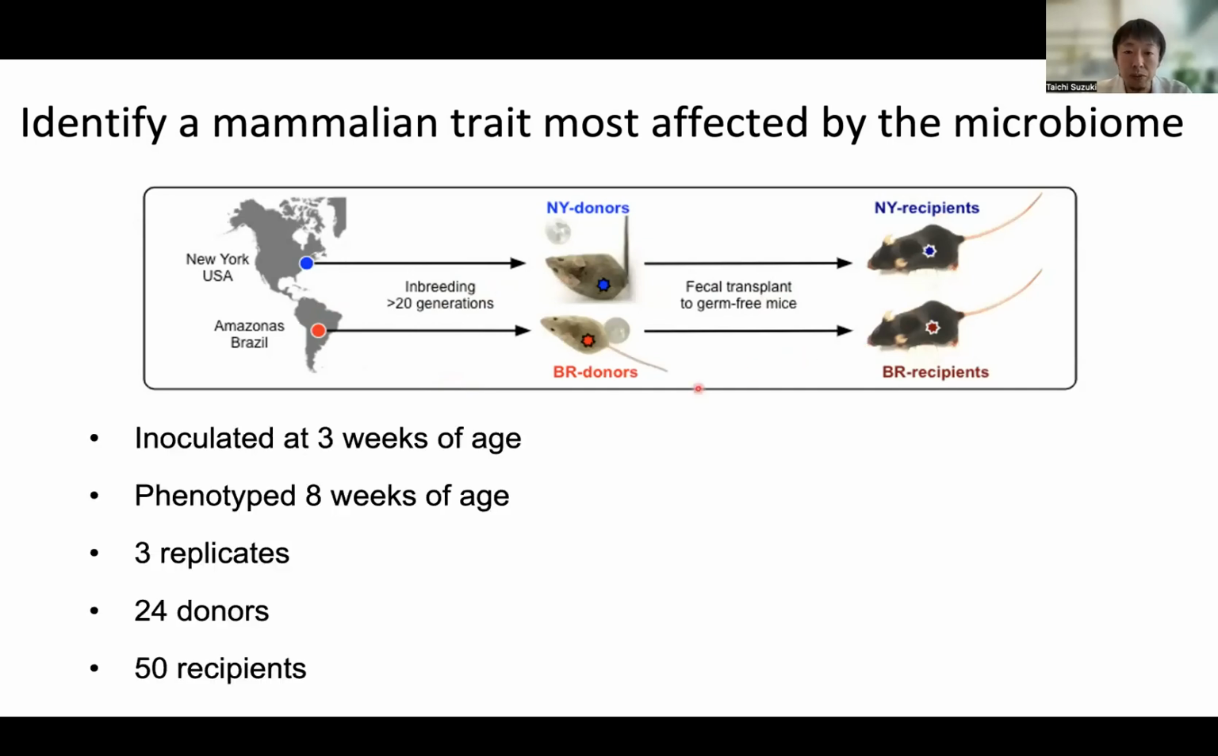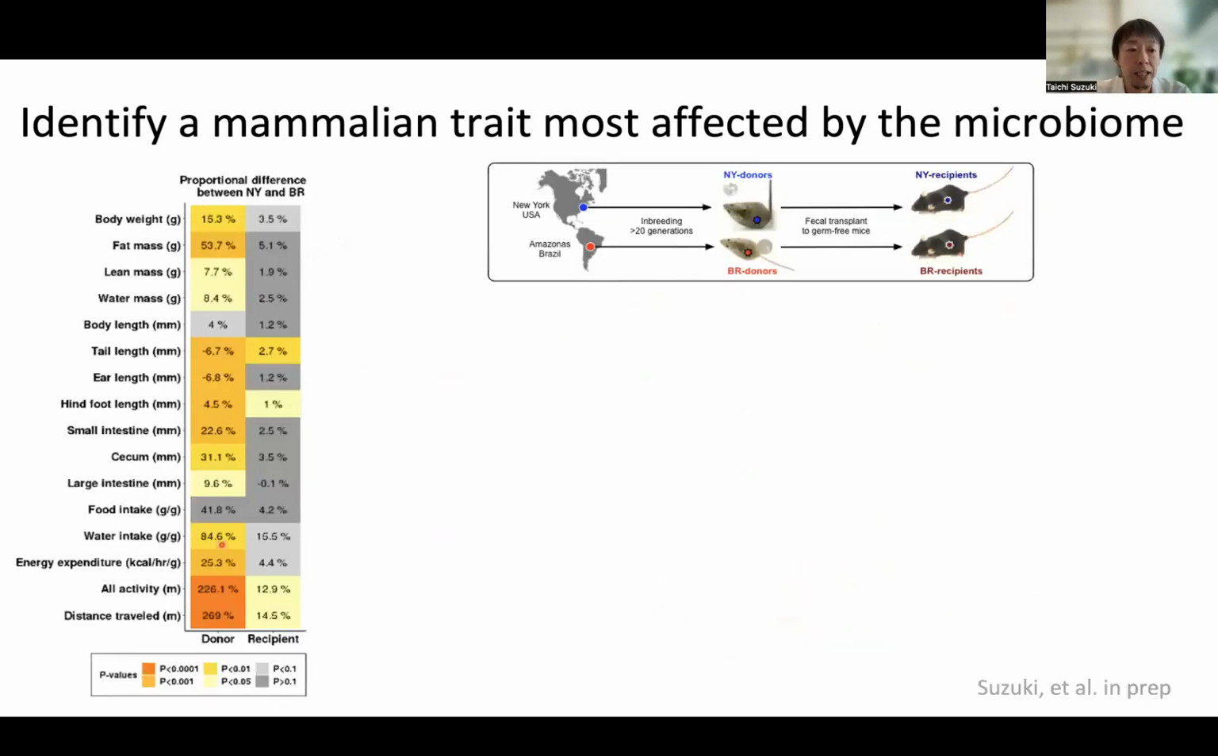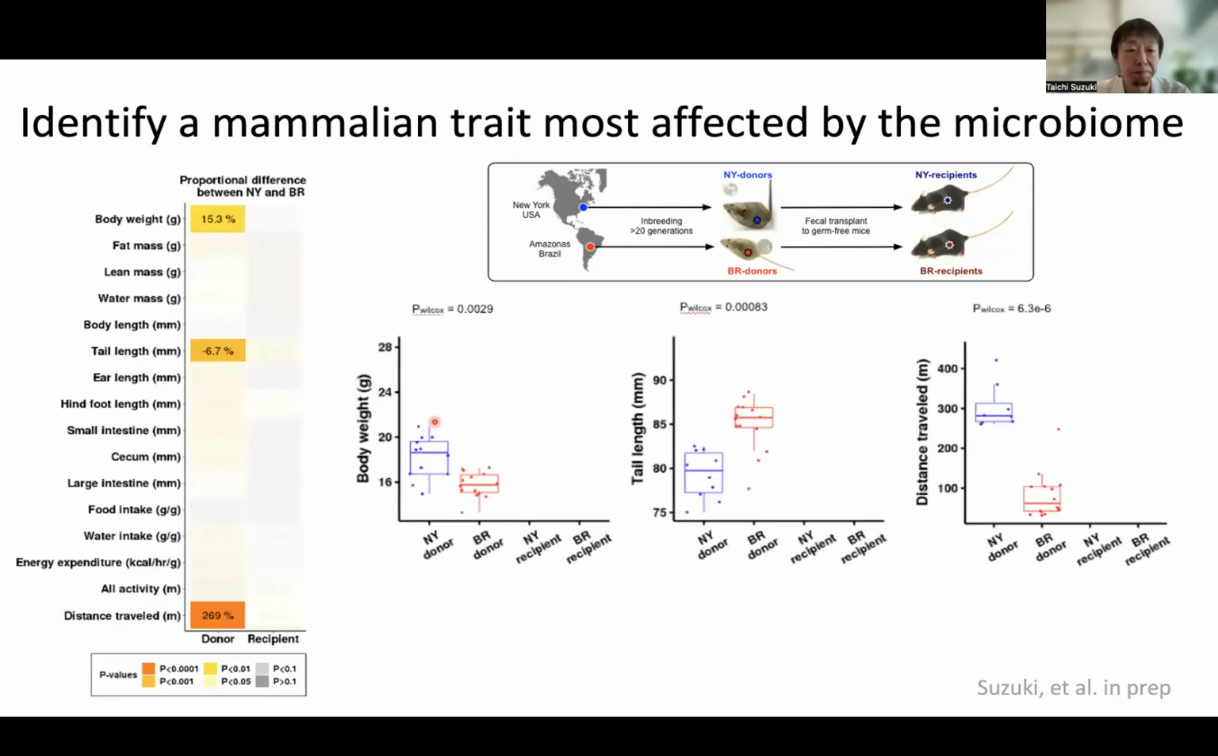We used a total of 24 donors and 50 recipients, and we can confirm the successful microbiome transplant. You can see within donors, they have distinct microbiome, and after transplant, there's a minor shift, but they maintain these population differences in the microbiome. So now let's look at the traits. Here's a list of traits that we looked at, and these are the effect sizes between New York and Brazil treatments for donors and recipients. This is a busy figure, so I'll show you some examples.